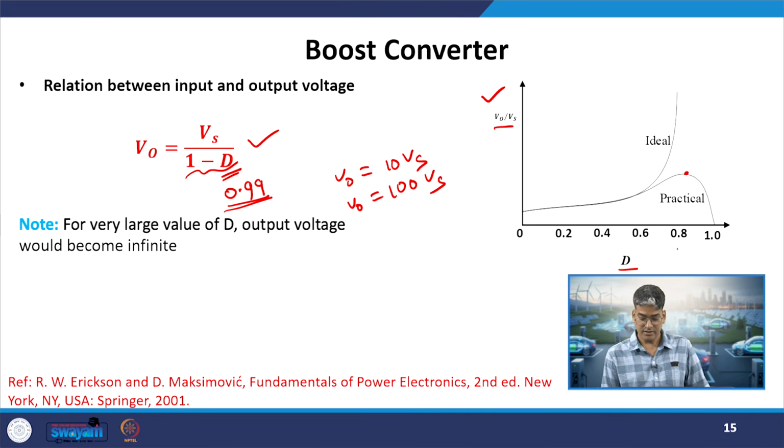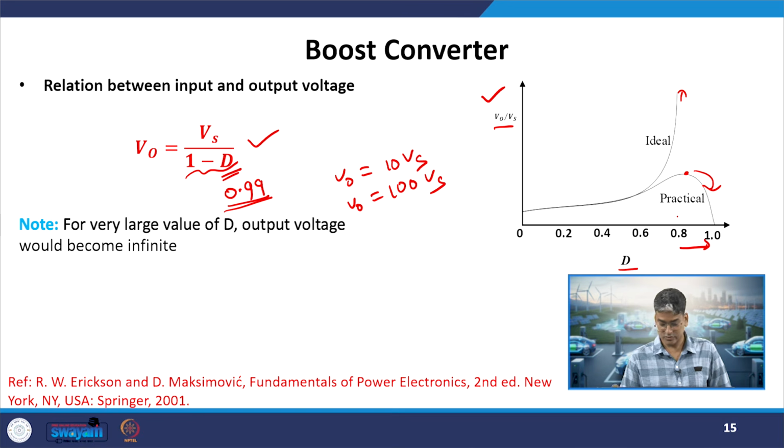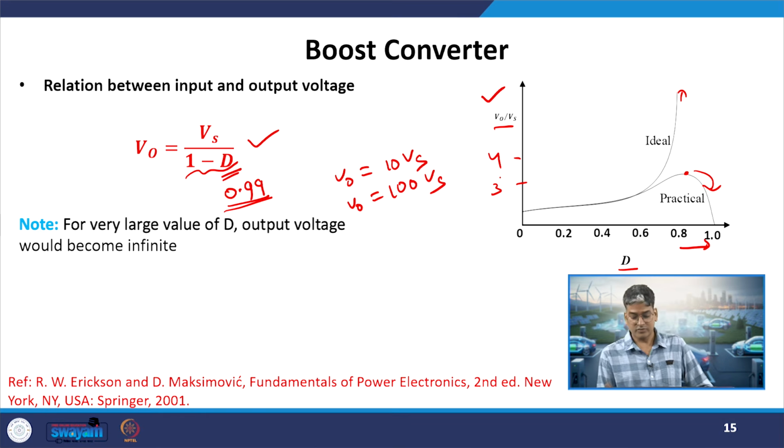What is the meaning of that? If I am increasing the duty ratio beyond 0.8 towards 1, ideally the gain or the output voltage should be continuously increasing, but in the practical scenario it will be falling. How is it so? We will see that by deriving the expressions. If I approximately tell the value over here, it will be around 3 to 4 times.